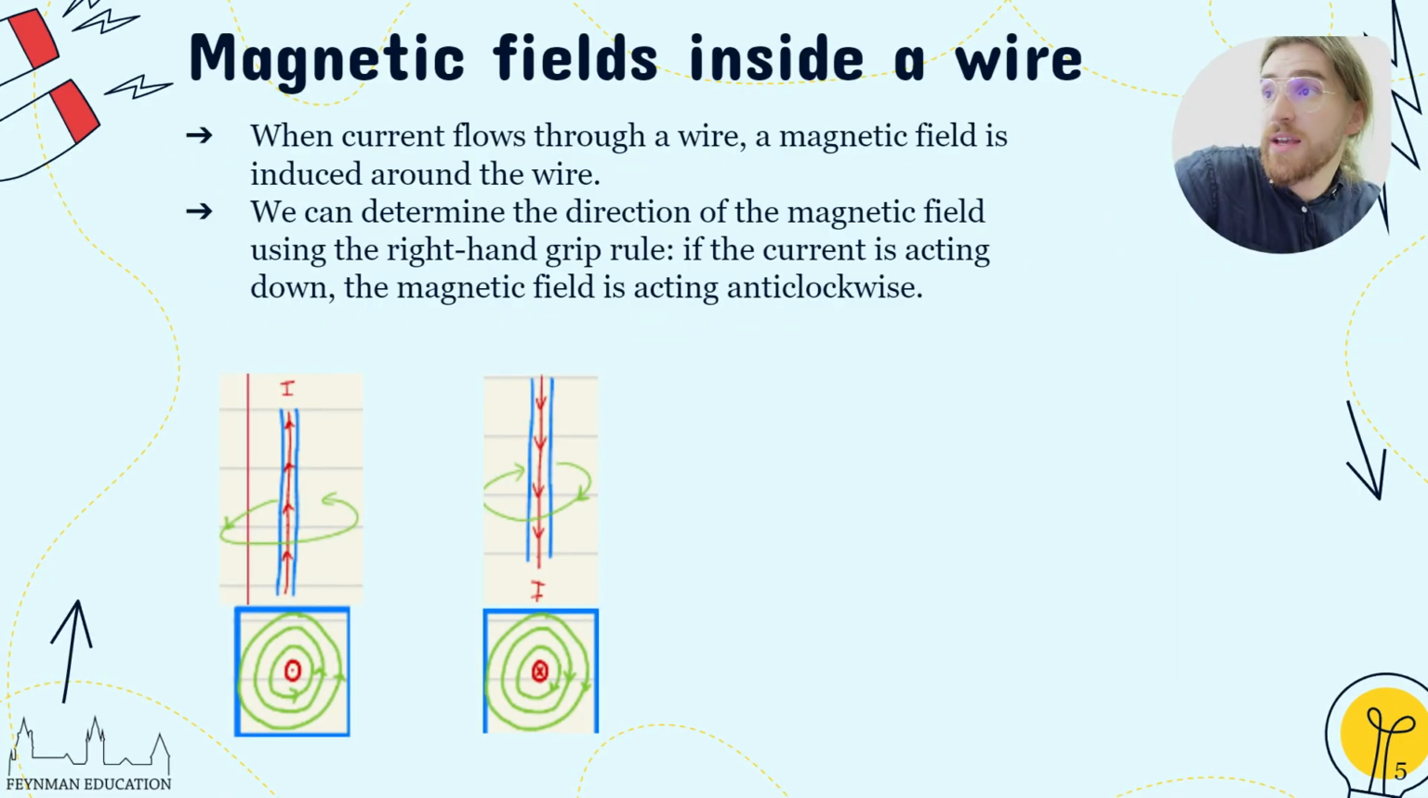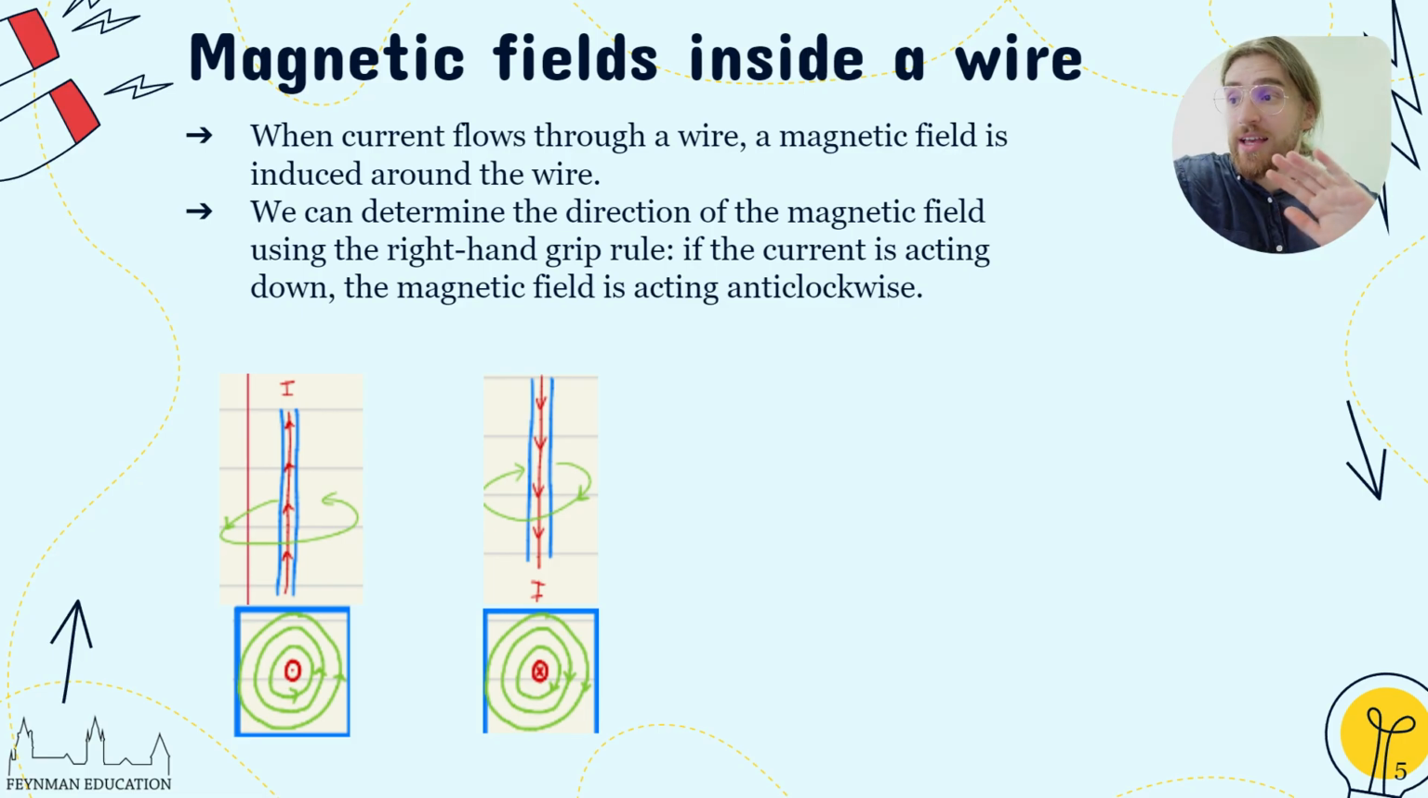When it comes to induced magnetism in wires, it happens when there is a current flowing through the wire. This magnetic field will be created. How we can find the direction of the magnetic field, as well as the direction of the current, is we use the right hand grip rule.